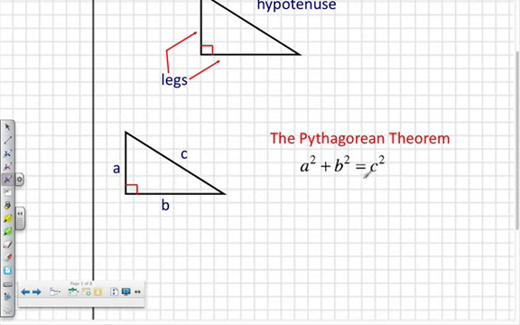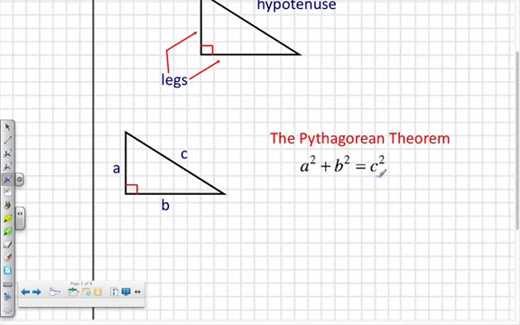The Pythagorean theorem says if I square each of the legs and I add them together, that's going to equal the square of the hypotenuse. In other words, a squared plus b squared equals c squared. When you use the Pythagorean theorem, always, always, always, A and B are the legs. They have to be, have to be, have to be. And C has to be the hypotenuse.